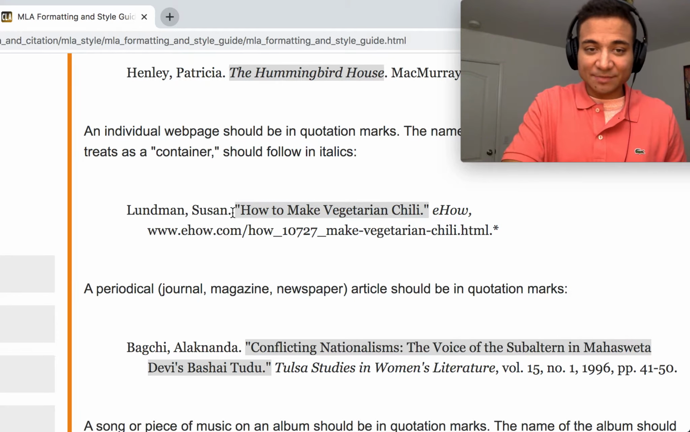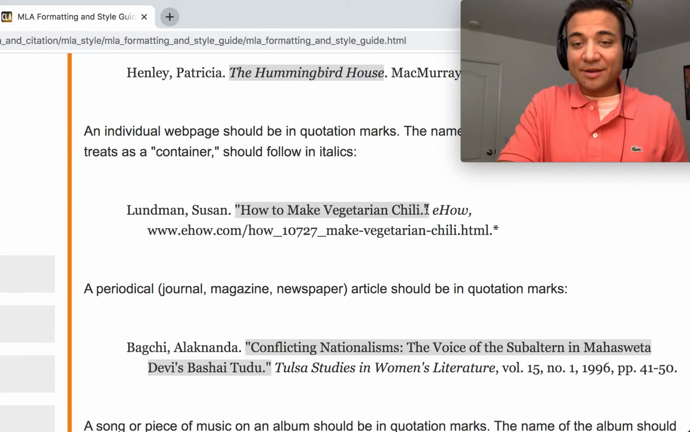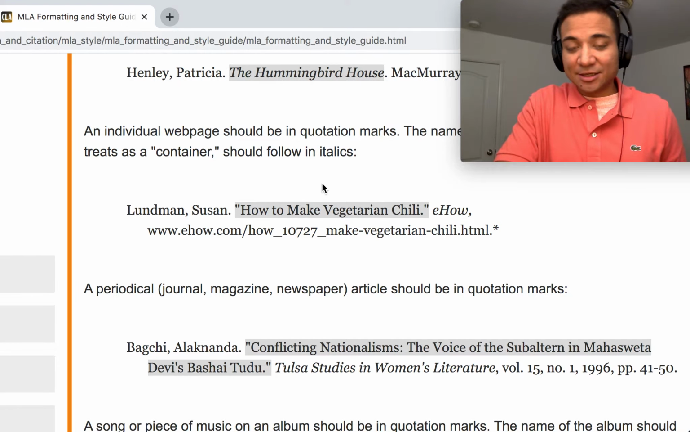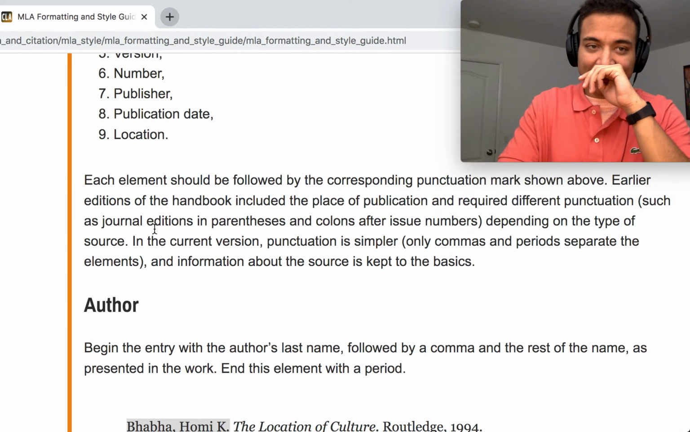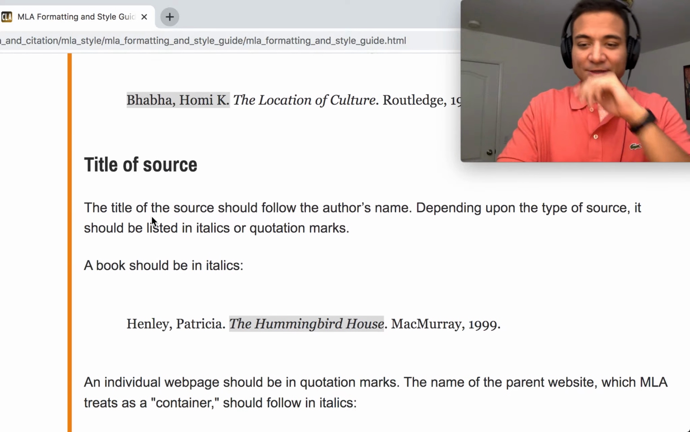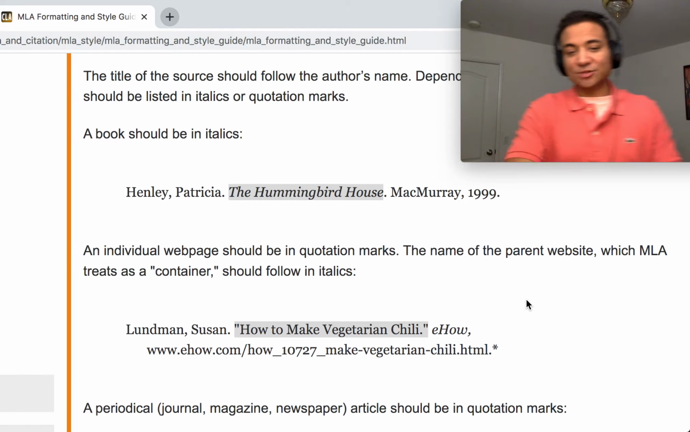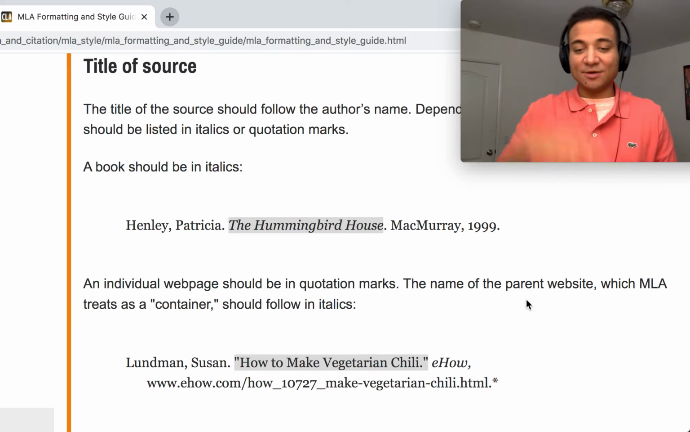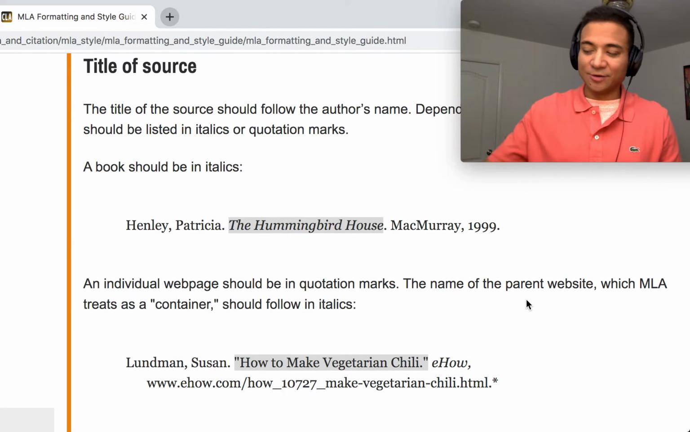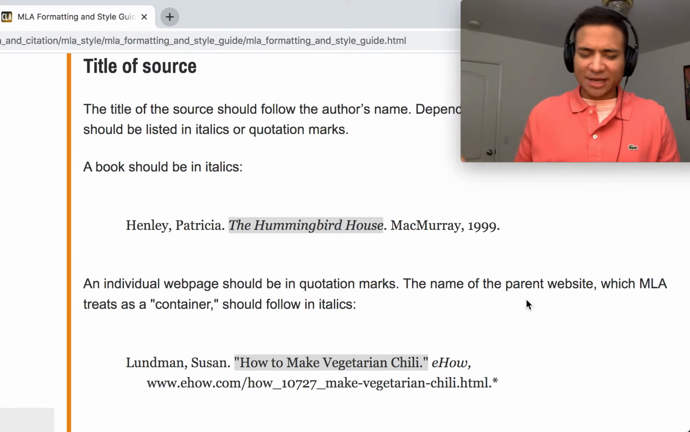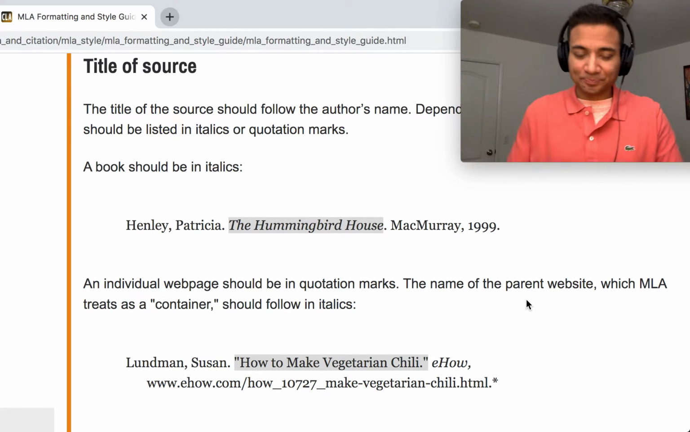Notice the periods, period after the author, period after the source title. This is the article. eHow is the container. It's housed in this website. What is this? This is called a location. A location could be, it's just where you found it. It can be a website, or if you're only using pages 29 to 31, let's say, then those pages are the location, right?